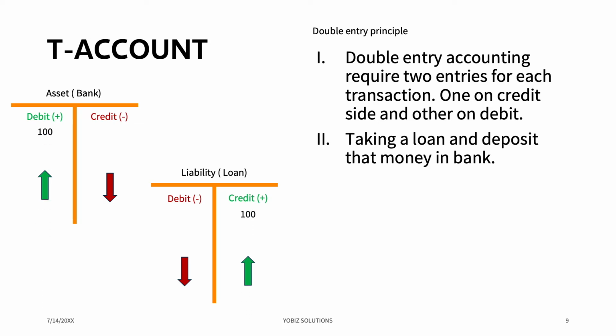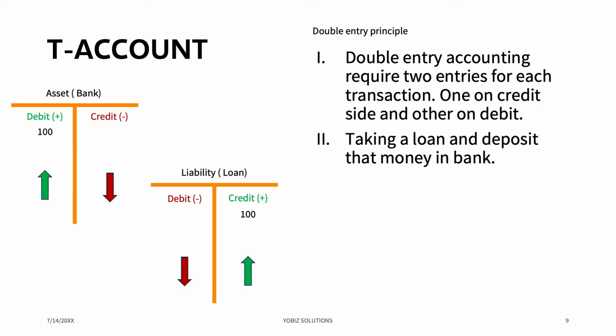Here's one example. Let's say you took a loan, and then you put the loan money into the bank account so you can run a business. The first entry is basically you put the money into the bank and the bank's amount increases, and because it increases the value, it goes to the debit. Now, because you took the loan, the loan increases the liability, and likewise that number goes into the credit as well. If you look from the other angle, the first entry went into the debit and the second entry went into the credit.